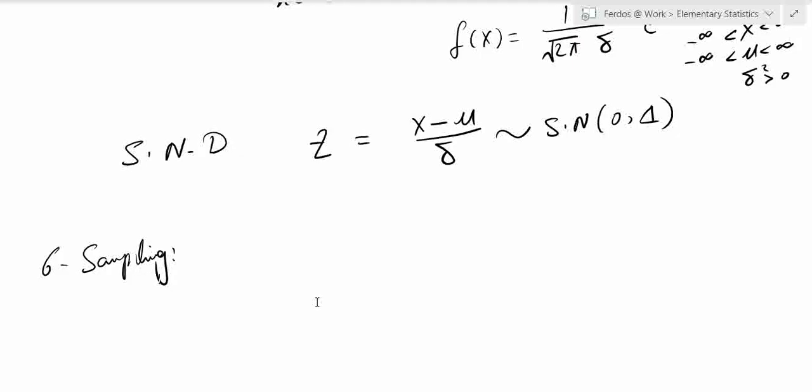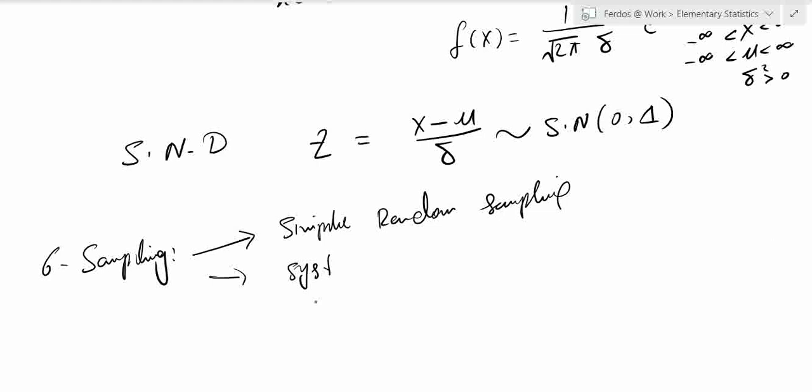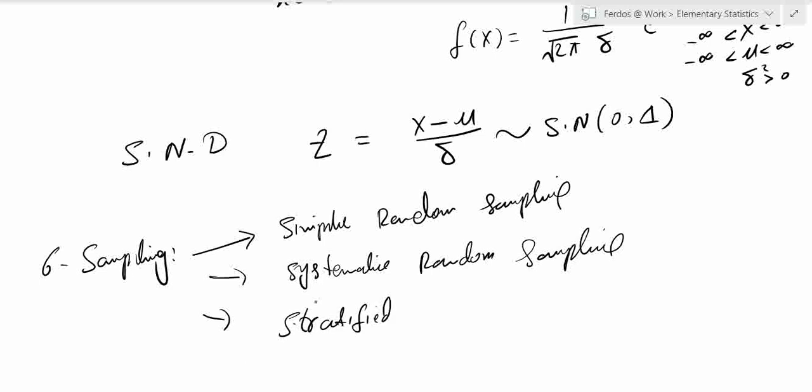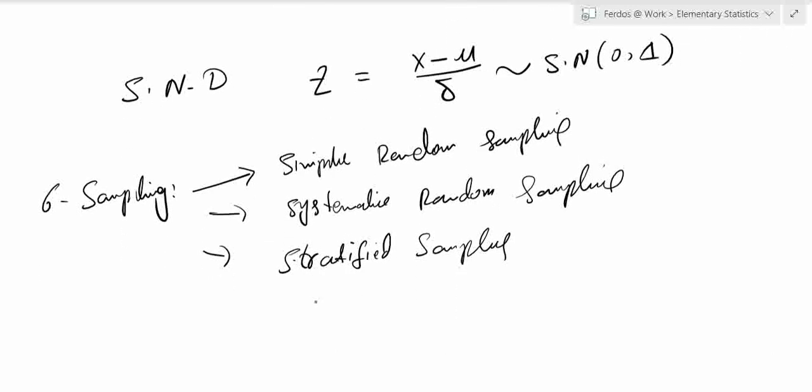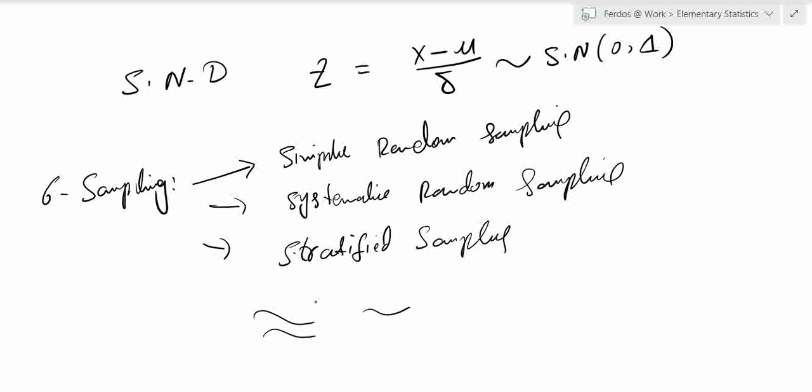So I think I have completed. There are 3 sampling schemes: simple random sampling, systematic random sampling, and the third one is stratified sampling. With this, the overview of the course is completed.